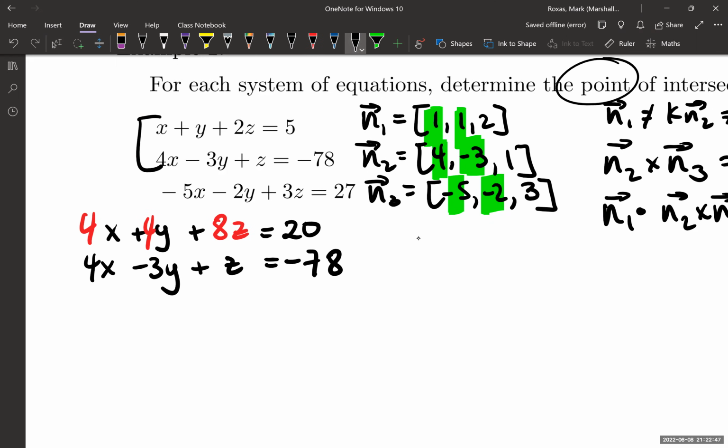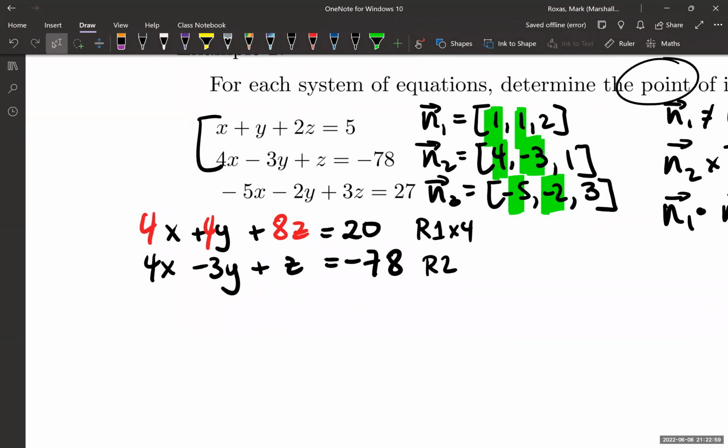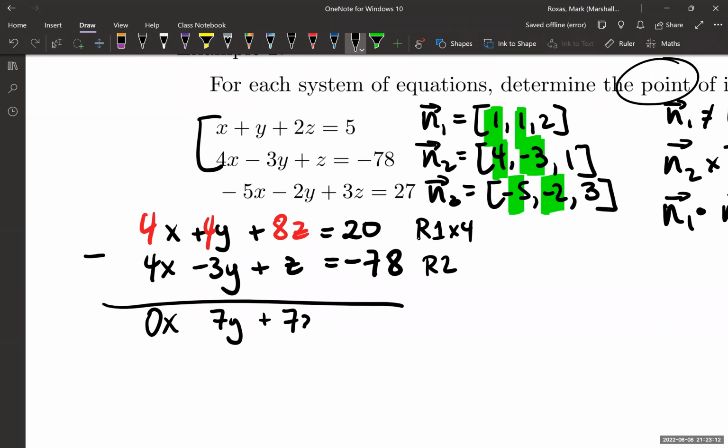So I multiplied equation 1 times 4. Let's call this R1 times 4, and then here's R2. Let's subtract both equations. 4x minus 4x is 0x. Good, x is gone. 4 take away negative 3 is 7y, and 8 take away 1z is plus 7z, equals 20 take away negative 78, which is negative 98.